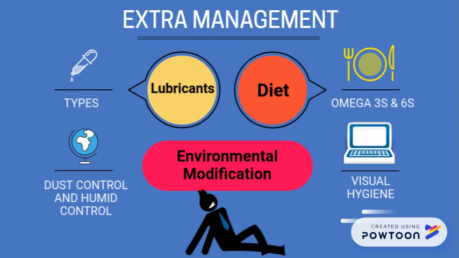Environmental modification includes visual hygiene, dust control, and humidity control. For visual hygiene, we will advise the patient to blink regularly when looking at a computer screen for a long period of time. For humidity control, increase the humidity in the air at work so as to reduce air speed, including from fans and air conditioning.